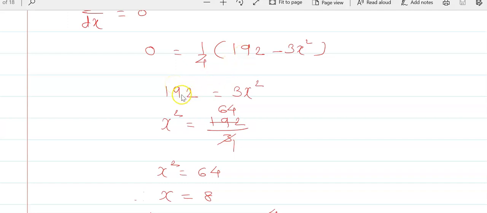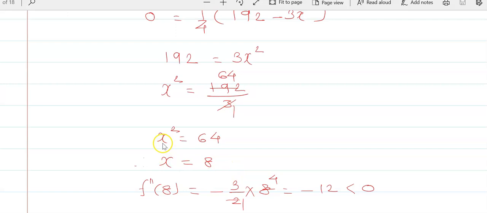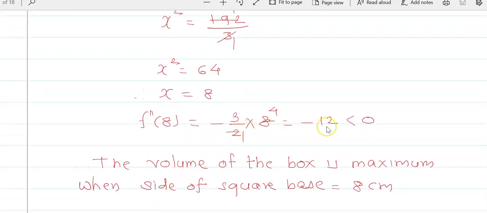Therefore, you will get 192 equals 3x square. Therefore, x square is equal to 64, that is, 192 upon 3. X square is equal to 64, and that's why x is equal to plus or minus 8, but we are taking the plus, x equals 8, so it is not negative. In the second derivative, if we substitute it, we are getting minus 12, which is less than 0. Therefore, the volume of the box is maximum when the side of the square base is 8 centimeters.